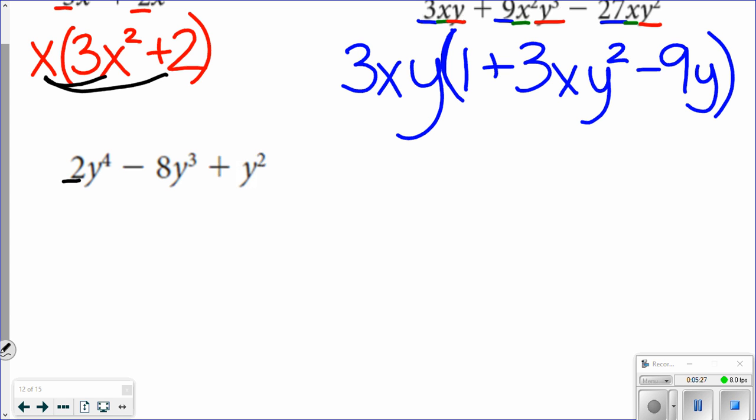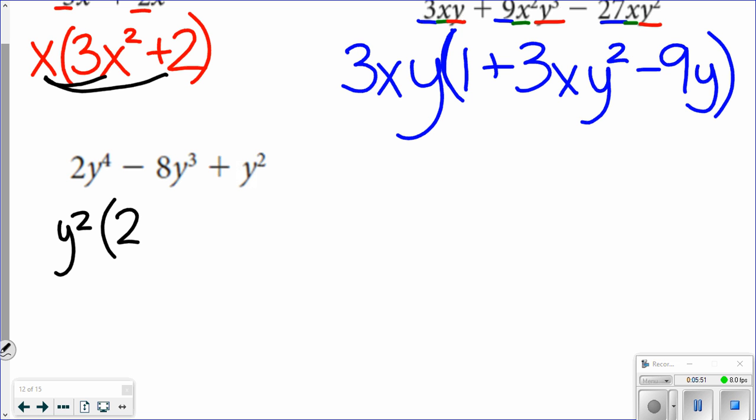I have a 2, an 8, and then a 1, basically. So the biggest number that they share is 1, so I don't have to think about pulling that out. Now let's look at our y's here. Y to the fourth, y cubed, y squared. So the lowest would be y squared.